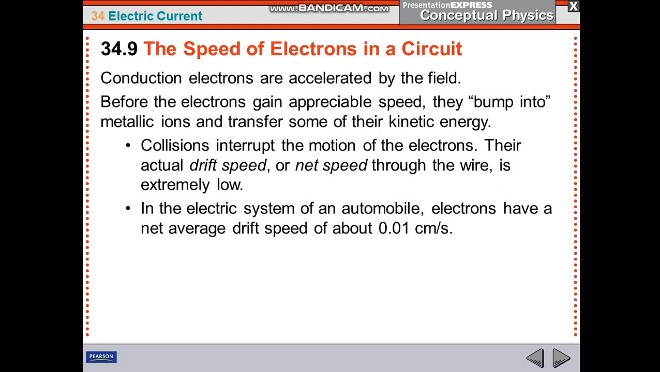Conduction electrons are accelerated by the field. Before the electrons gain appreciable speed, they bump into metallic ions and transfer some of their kinetic energy. Collisions interrupt the motion of the electrons, so their actual drift speed, or net speed through the wire, is extremely low. In the electric system of an automobile, electrons have a net average drift speed of about 0.01 centimeter per second, so this is very low.